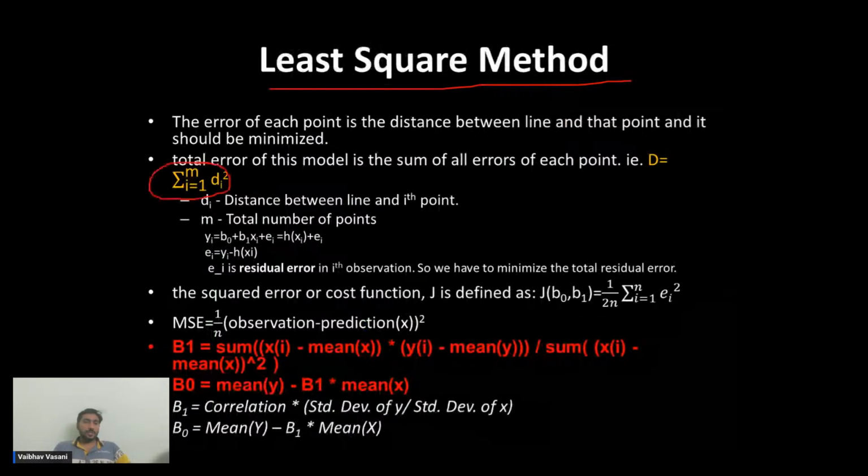D equals summation from 1 to m of d square, where d is the distance between the linear line and the point. When we perform the summation and square of that, what we get is the residual error, and that helps us get the exact model. So the equation becomes y = mx + c + e. This e is calculated with the help of the least square method, and it gives the error.